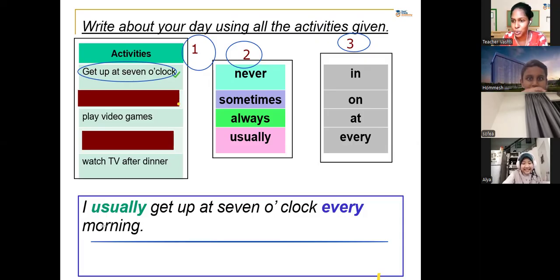Ikut ayat cikgu. I sometimes. Guna sometimes dulu. Baru kena kata get up. I sometimes get up at 7 o'clock every morning. Sebelum perkataan every boleh tak guna in? No. Cikgu tak ajar tadi. So, edit. Tulis lagi sekali. Write again.